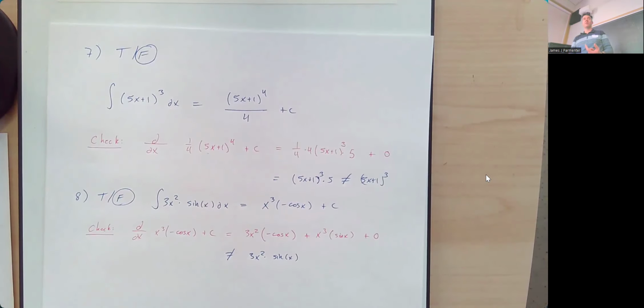Or in other words, if you're integrating a product of two things, you cannot just take the antiderivatives of each part and multiply it together. Disappointing, I know. But the integral of 3x squared times sine of x is not equal to the integral of 3x squared times the integral of sine x. We will develop a way of finding it though.